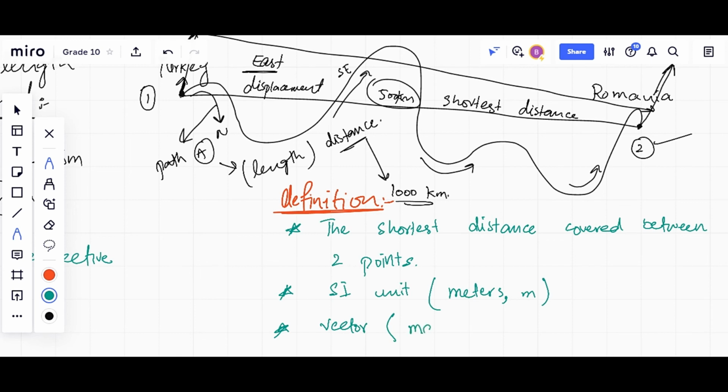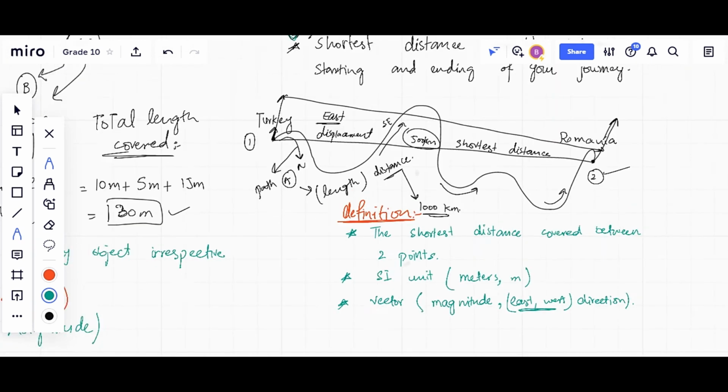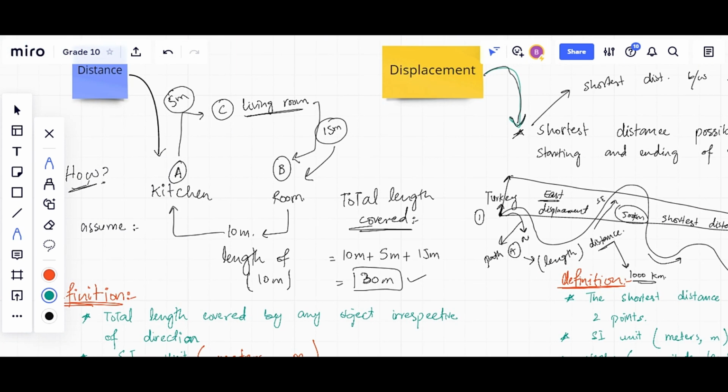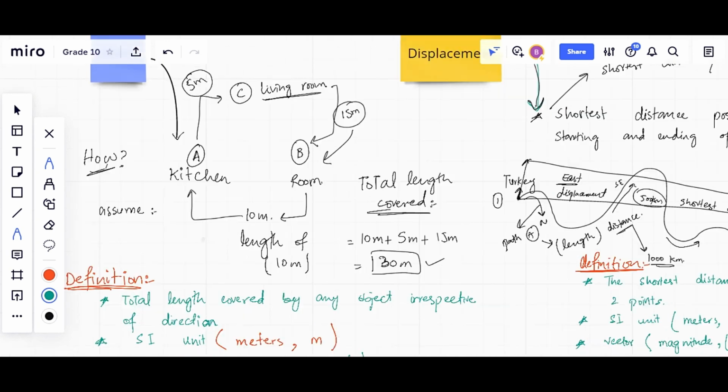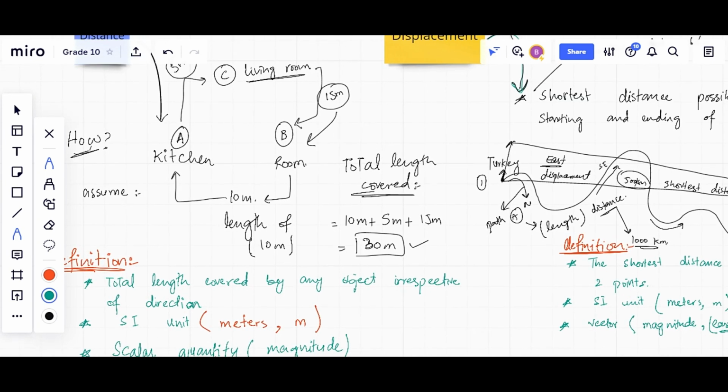Why? Because it gives you magnitude, some amount of distance you're covering, and also a direction, which is east, west, or whatever it is. So magnitude plus direction is given in this elaboration. So those are the 2 topics covered so far, distance and displacement, with the definition and elaboration of both.